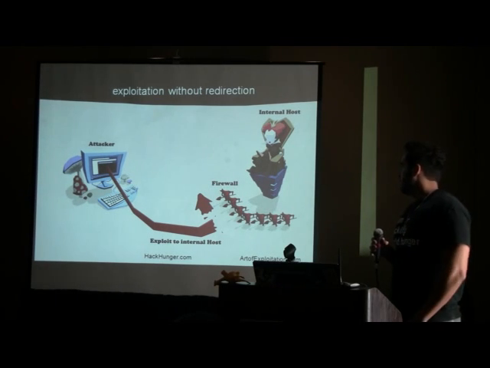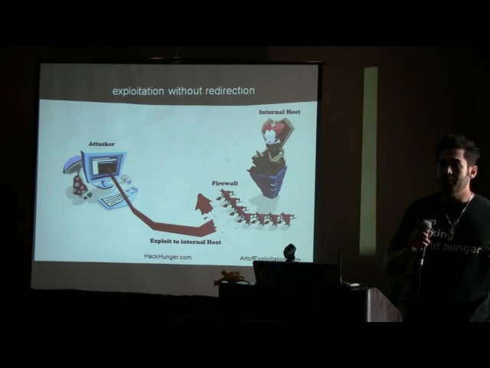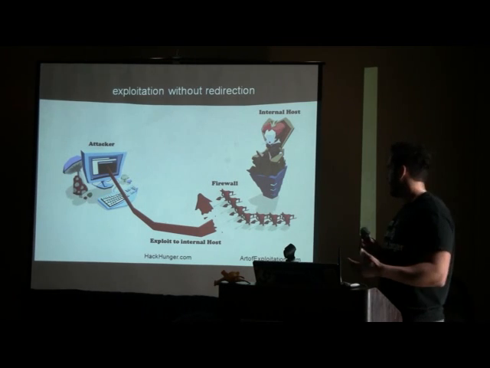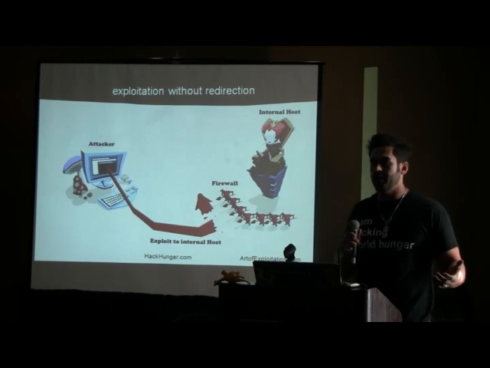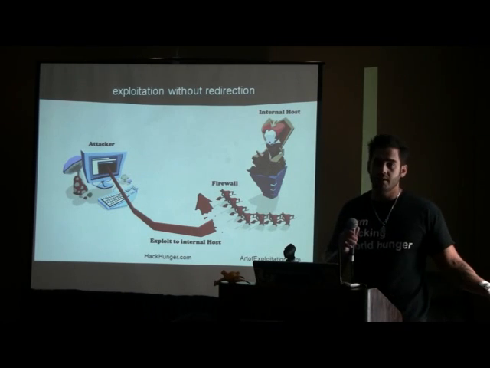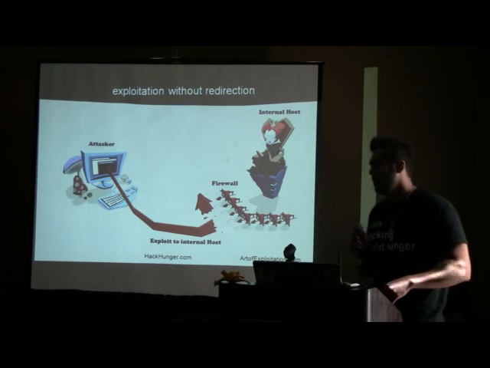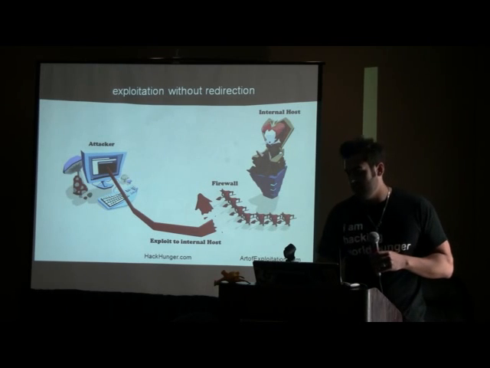All right, so exploitation without redirection. There's a standard firewall blocking external hosts, whether by port or by IP. Let's say we're throwing an exploit at an internal host on an SMB port, or 389 on LDAP. It should be blocked by any router or firewall out there, so we're not able to get our exploit packets in.